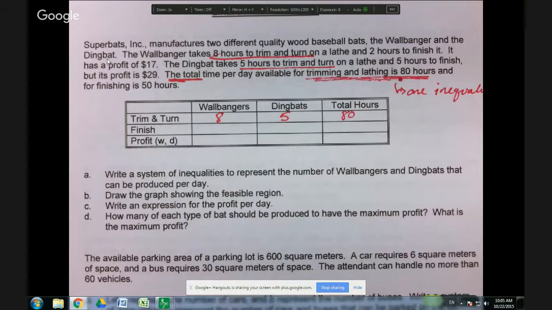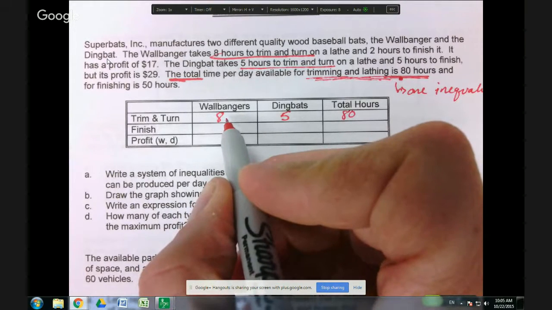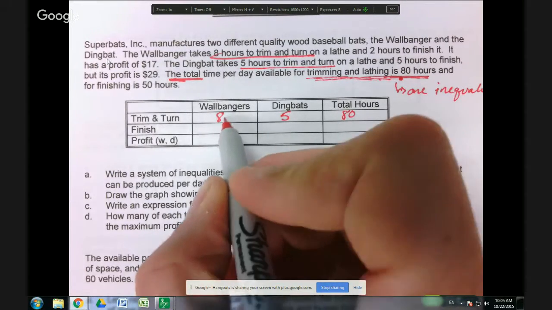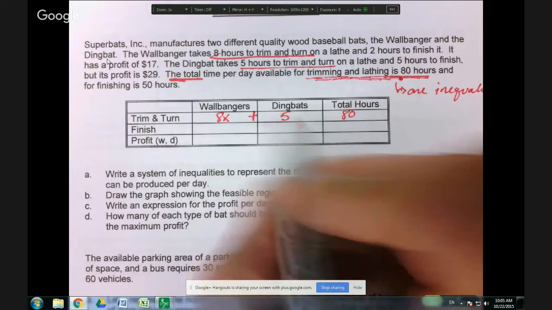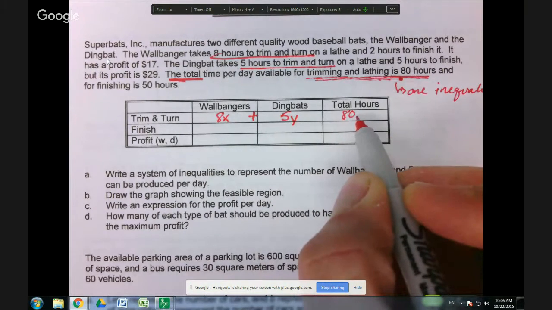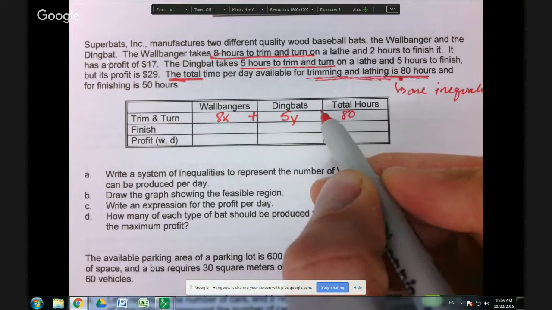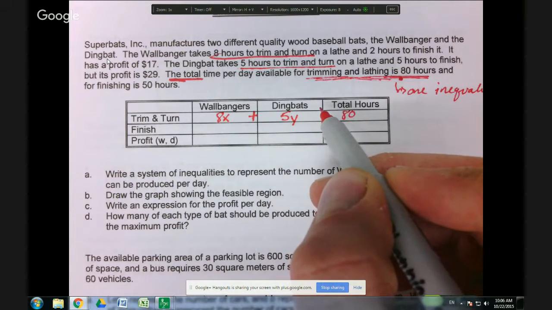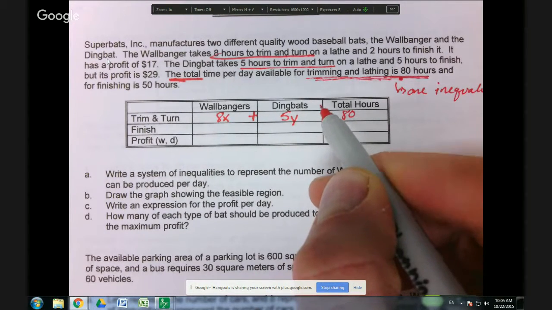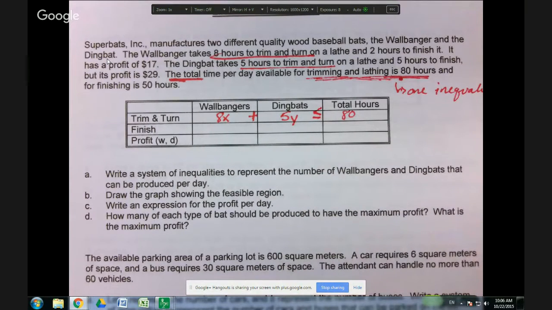We can write an inequality now. You can put X and Y. Do you want X and Y or W and D? What do you prefer? Okay, so 8X plus 5Y, and then the total hours available are 80. So what's my sign going to be? Could you be under 80 hours? Could you be above it? No. So it has to be less than or equal to. So there's one of my inequalities.